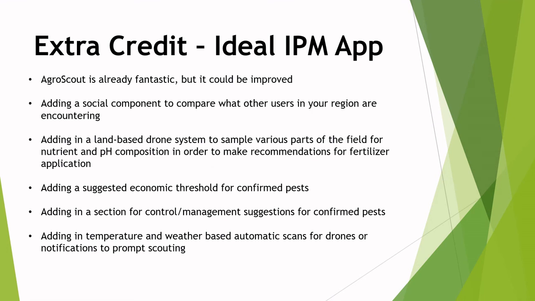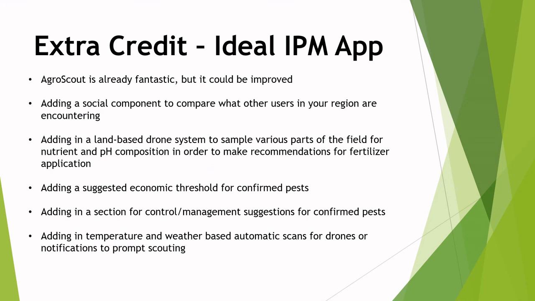And then in Easy Scout, or with the drones, adding in an economic threshold for specific pests would be really beneficial. If it told you how many you should be finding in a specific area before you should think about treating it, that would help. And then adding in control management suggestions would be beneficial, though I imagine if AgroScout implemented those, it would only be as a part of their reporting service.